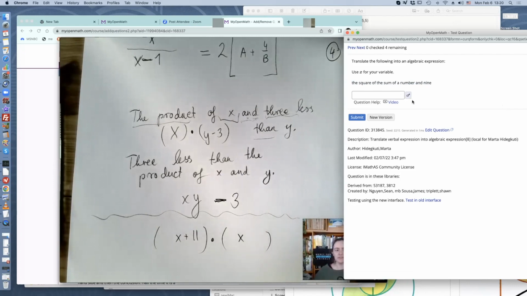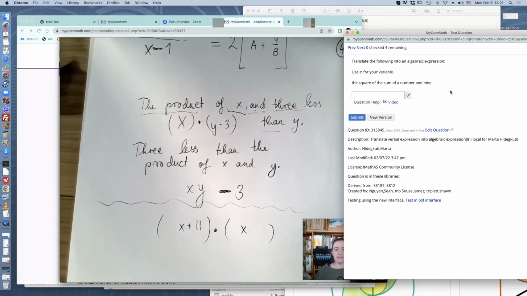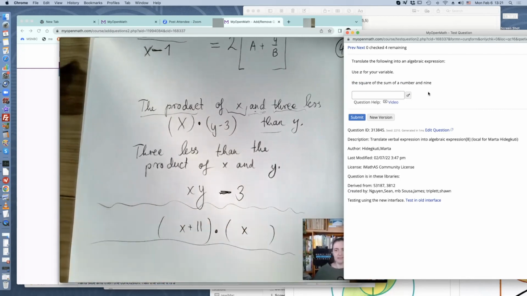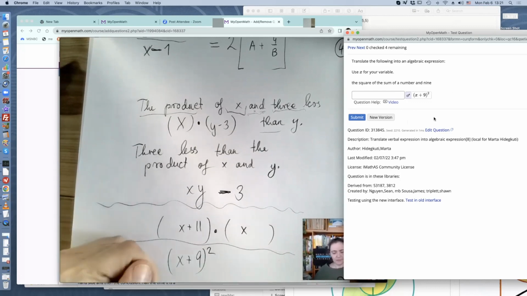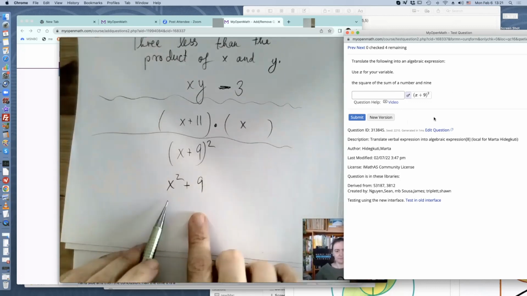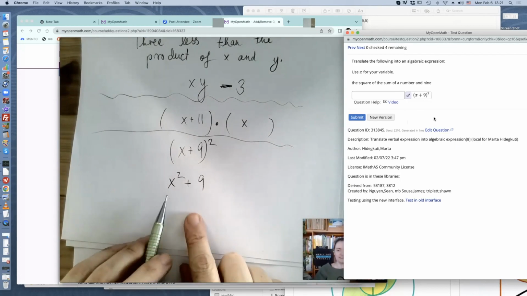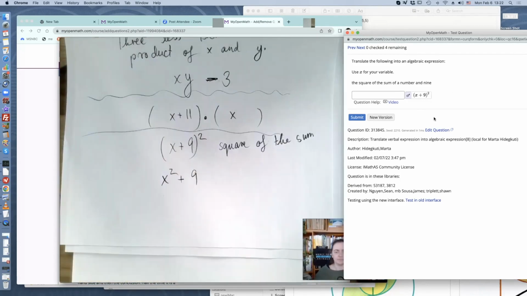The square of the sum. That was fine. The square of the sum of a number and 9. You guys have an agreement, and it's the correct answer too. Lovely, lovely coincidence. X plus 9 squared. And what would this be? Translate it back to English. What is this? Translate this back to English.